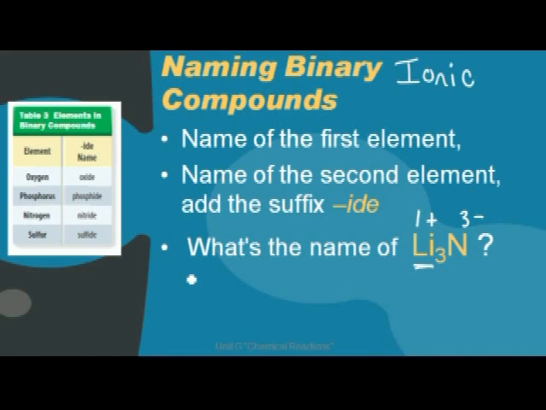At any rate, the first element is always going to be our positive ion, and we'd write down its name. Li stands for lithium, so we write down lithium. That's the beginning of the name of this compound. For the second element, we have to add the suffix IDE to the name. So it's nitrogen, but we drop the OGEN to add the ending IDE. And what we have here is a compound called lithium nitride.